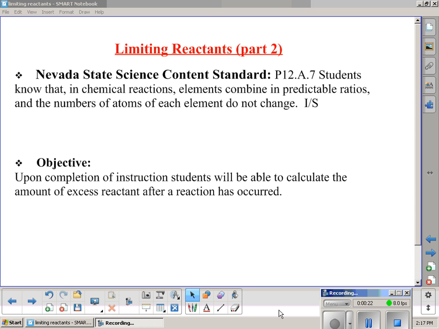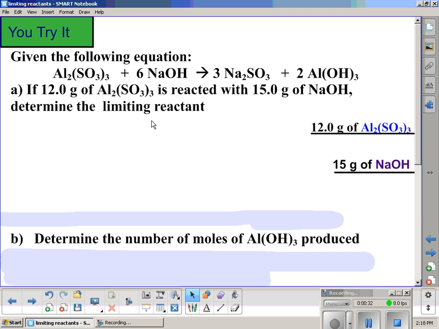Our objective: upon completion of instruction, students will be able to calculate the amount of excess reactant after a reaction has occurred. In our last video, we spent most of our time determining limiting reactants and how much product could be made. We introduced the concept of excess reactant, and in this video we're going to cover those same things, but we're going to spend a little bit more time on excess reactant.